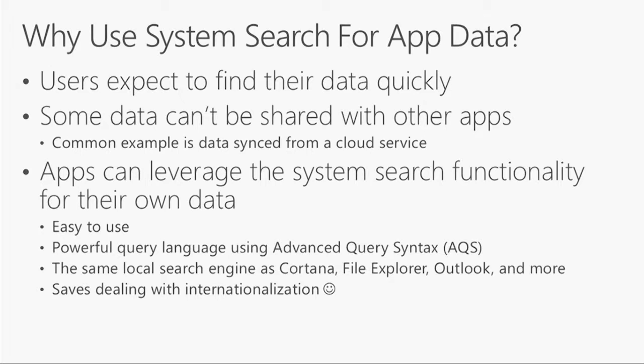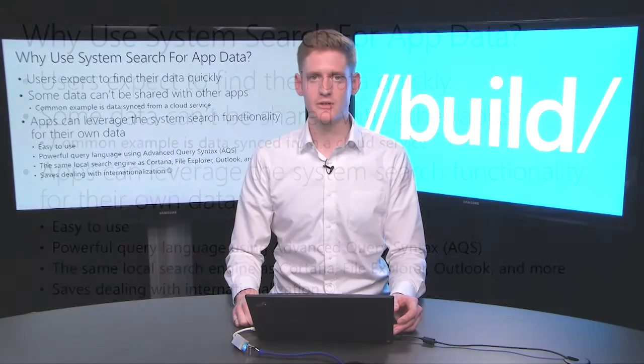And the last reason to use system search, and this is the big one for me, is it's just so easy to use. It's built in, it has a powerful query language called Advanced Query Syntax. Now this allows you to combine natural language queries from your user with app-shaped queries that has the power of SQL behind it. So it's a great language to use to combine both what users are able to do and what you're able to do in your app.